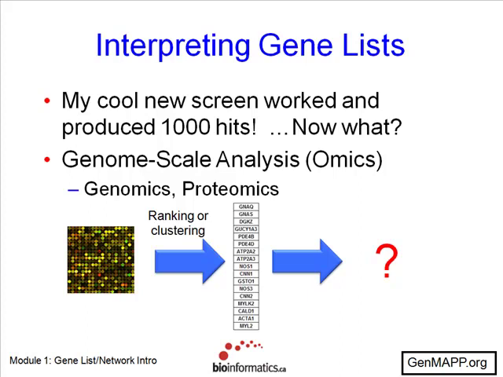Okay, so typically the problem with interpreting gene lists, and probably one of the reasons why some of you are here, is you've done a screen or a gene expression experiment, and you've ranked it and clustered it, and there's a reasonable number of tools that allow you to do that quite easily. And then you have 1,000 genes, and the question is, now what, right?